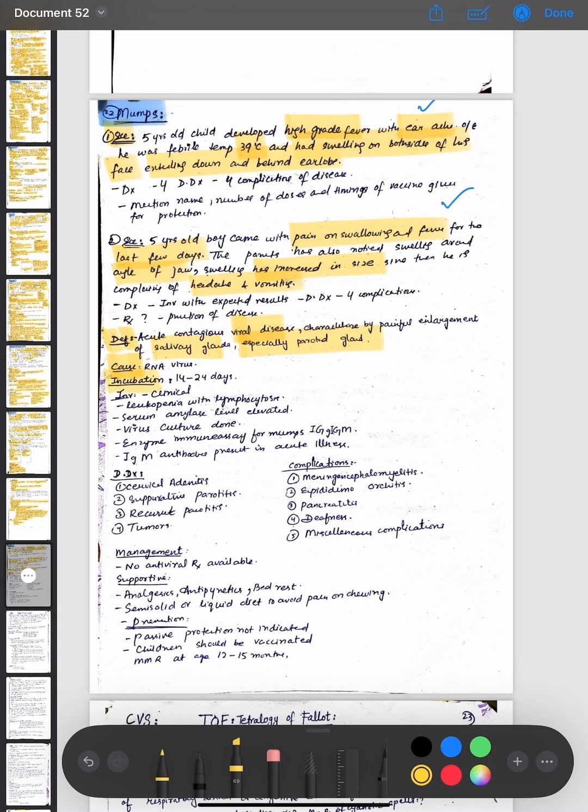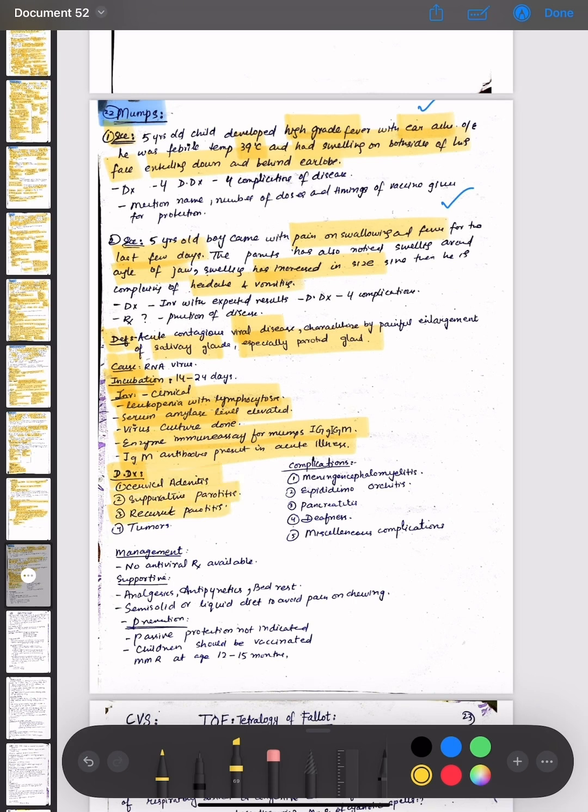The investigation options for mumps are clinical, that is leukopenia with lymphocytosis may be present, serum amylase levels are elevated, virus culture done, enzyme immunoassay for mumps, that is IgG and IgM antibodies, IgM present in acute illness. Now the differential diagnoses are cervical adenitis, suppurative parotitis, recurrent parotitis, and tumors.